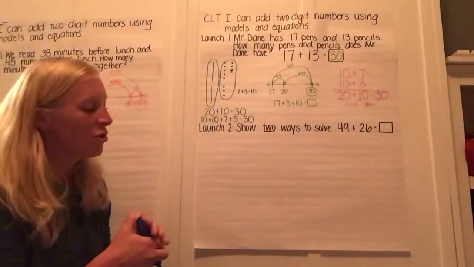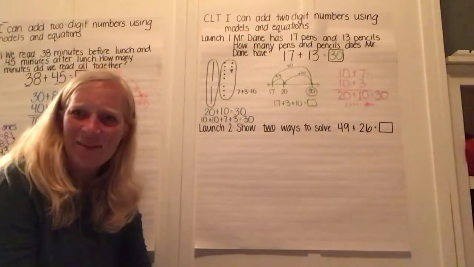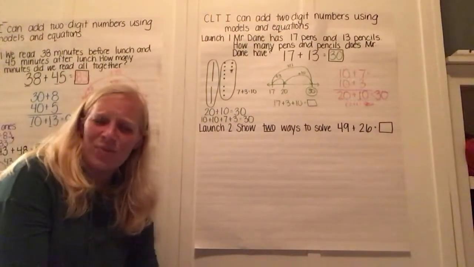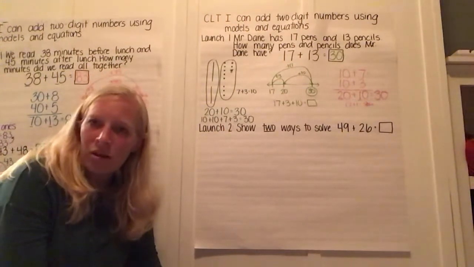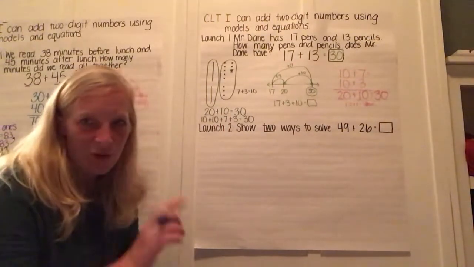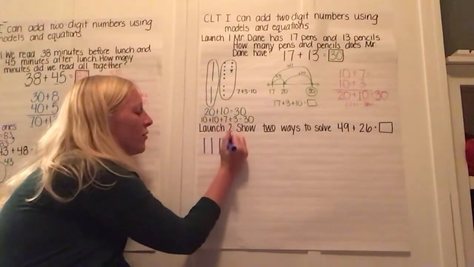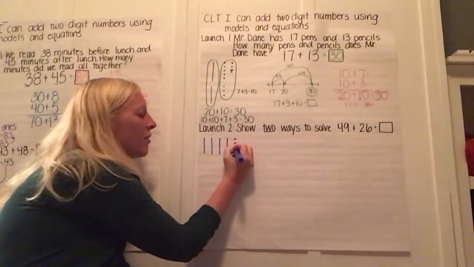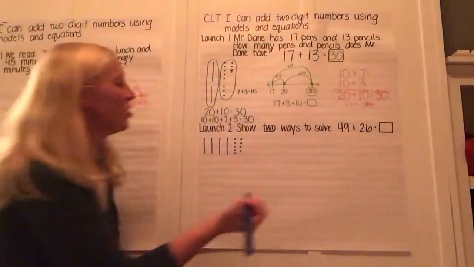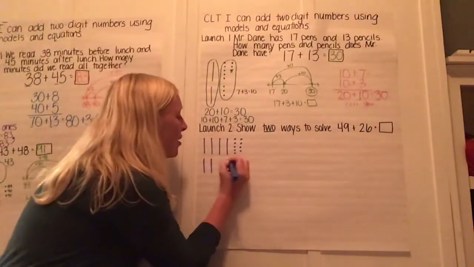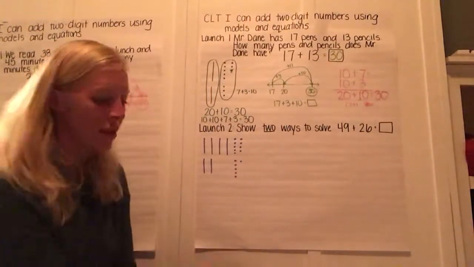Let's go ahead and show those 2 ways to do our base 10 blocks. I have had 2 friends show me base 10 blocks, and neither of them were the same. Because you know that was possible. Let's see if you can find the difference. Ready? 49, 10, 20, 30, 40. 1, 2, 3, 4, 5, 6, 7, 8, 9. And 26, 10, 20, 21, 22, 23, 24, 25, 26.